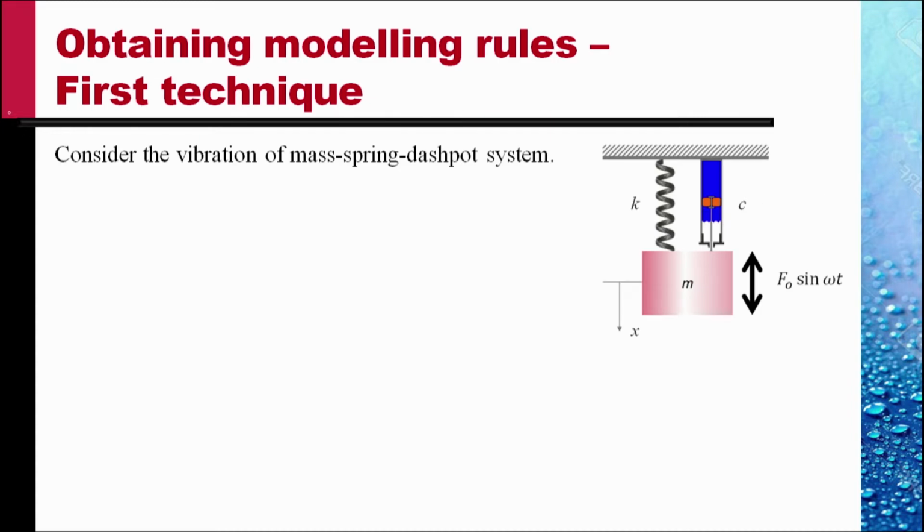To introduce the first technique of obtaining these rules from the governing equations, let us consider the vibration of a spring mass dashpot system. There is a mass which is connected to the surroundings through a spring and a dashpot and is subjected to a periodic force F naught sine omega t.